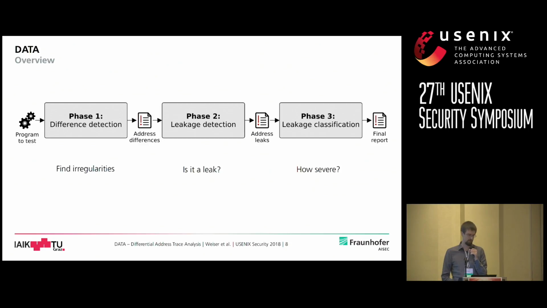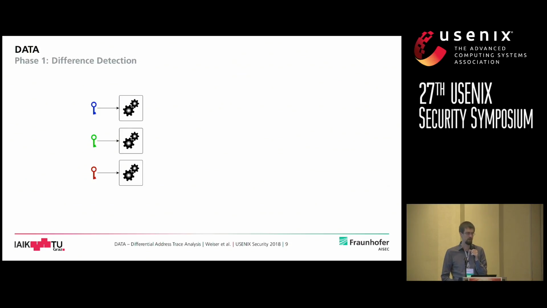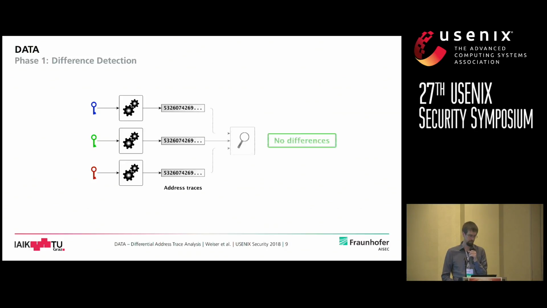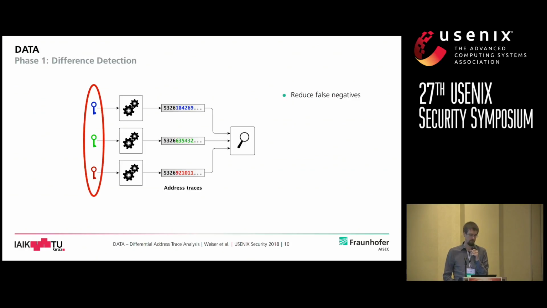So let's have a look at the first phase. How does it work? Well, we execute the program multiple times with different secret inputs, with different keys. And then we record so-called address traces containing all memory accesses. If the address traces are the same, there was no leak visible. However, if they differ, we found a potential leak, and we can report it back to the developer.